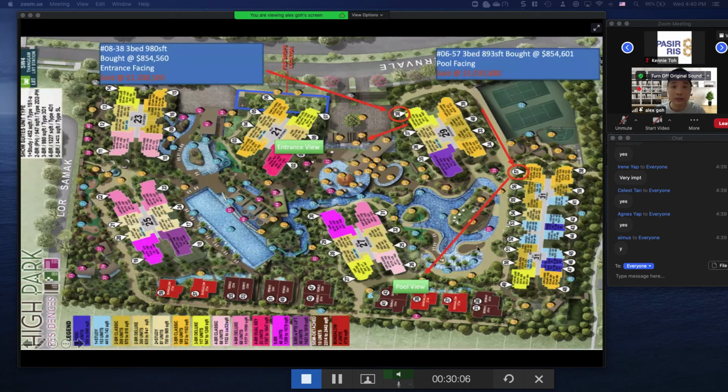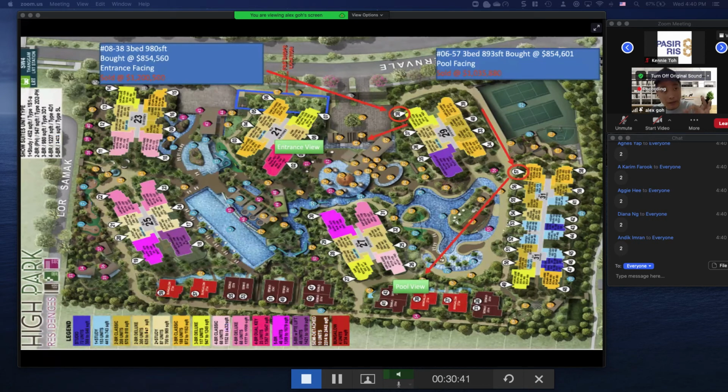So now we see this one, 0838, bought at $854,000, facing the entrance, which means the car will come in, you can see the car turn in. Second one, 0657, facing the pool, also $854,000. Which one will you buy? Number one for 0838, number two for 0657. All of you buy the pool one. Very straightforward.